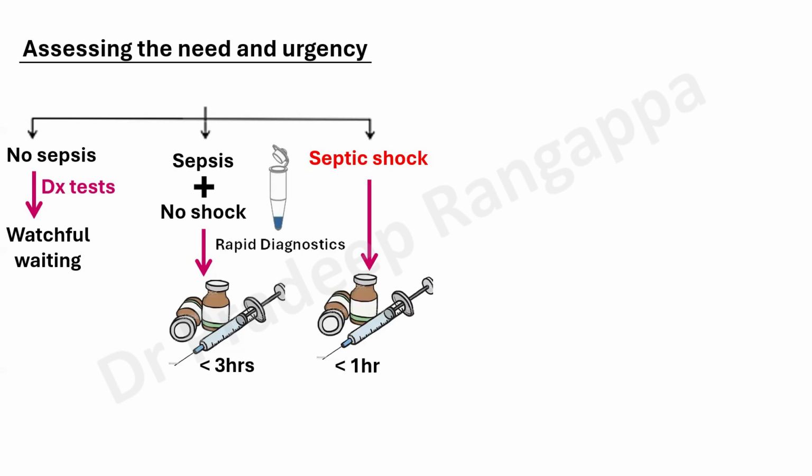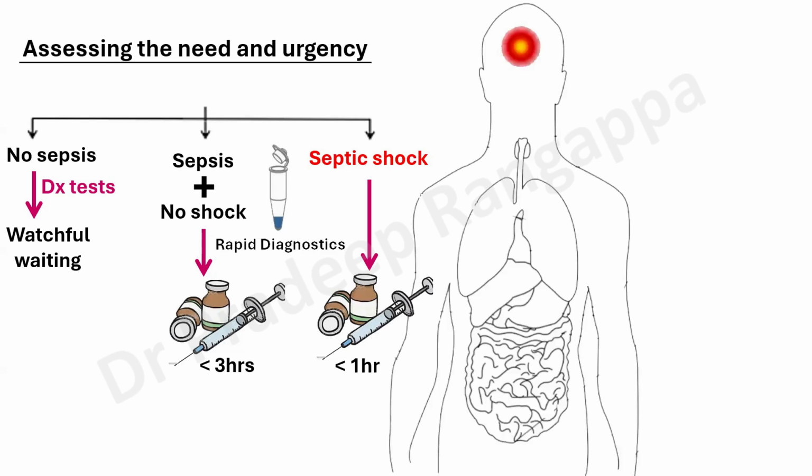But if the patient has septic shock, then obviously you wouldn't wait for any diagnostic test. You would embark on giving antibiotics as soon as possible, and preferably within 1 hour. So basically, your antibiotic urgency is decided by the severity of the clinical condition. If there is shock, obviously we wouldn't wait. If there is sepsis and no shock, adopt rapid diagnostics and wait and see if you have any answers, and you could possibly give antibiotics within 3 hours.